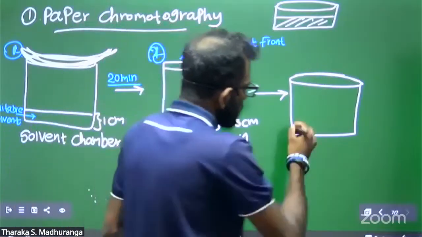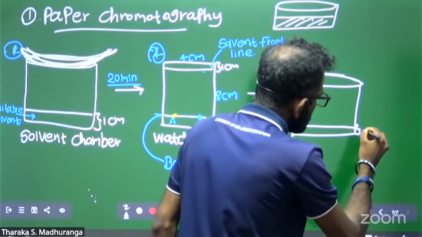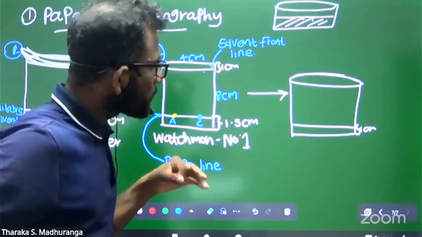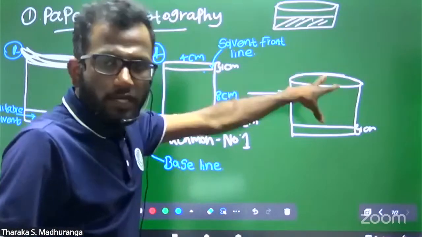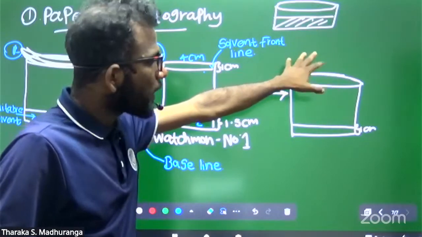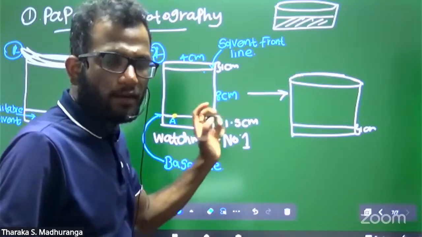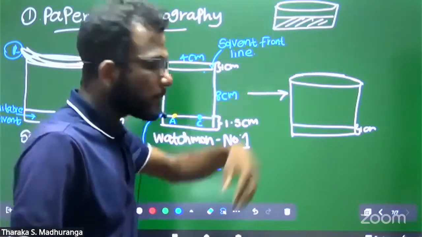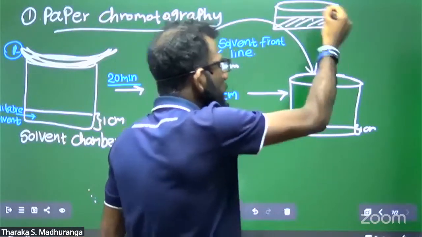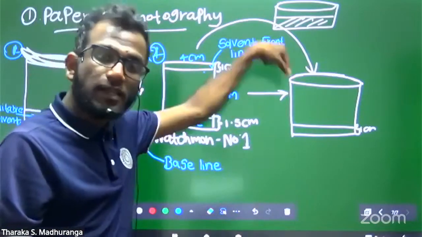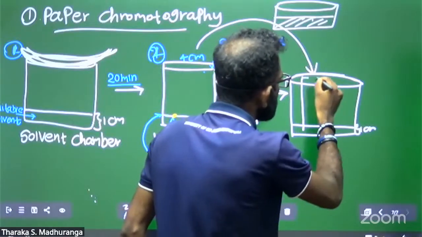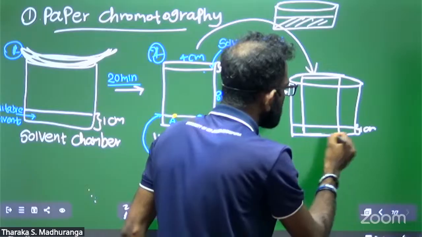The solvent here is up to 1 centimeter. After 20 minutes, we just open this solvent chamber, and we place this chromatography paper in the chamber like this.